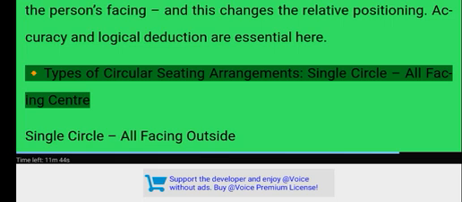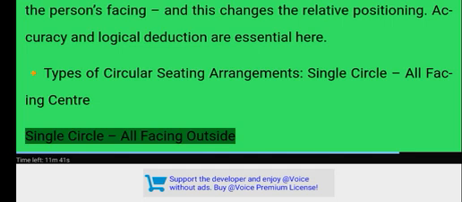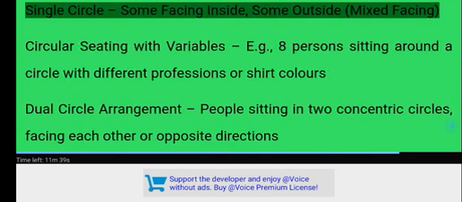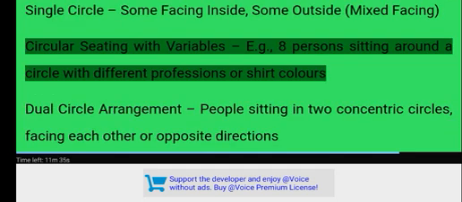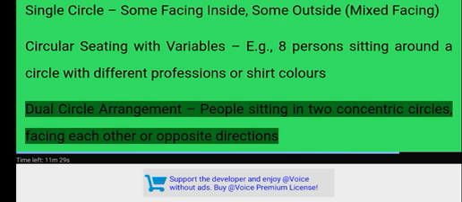Types of circular seating arrangements: single circle, all facing center. Single circle, all facing outside. Single circle, some facing inside, some outside, mixed facing. Circular seating with variables, e.g., 8 persons sitting around a circle with different professions or shirt colors. Dual circle arrangement, people sitting in 2 concentric circles, facing each other or opposite directions.